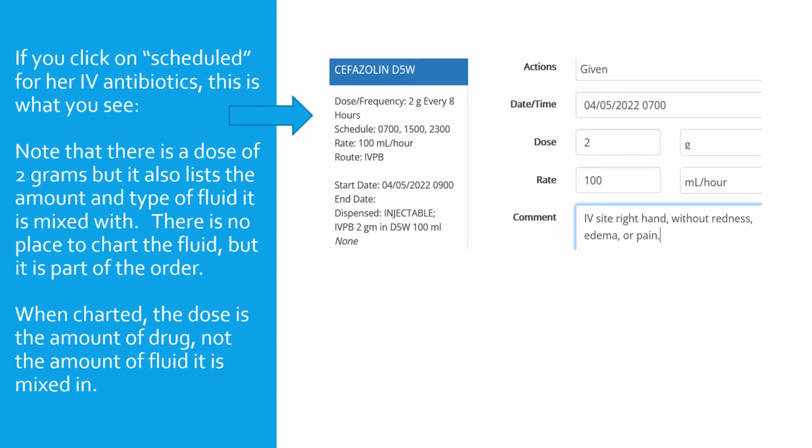So when you give an IV piggyback, there are 3 important details in the order. You want to know the drug dose, which in this case it's 2 grams. You want to know the amount and type of fluid it's mixed with, which in this case it's 100 mils of D5, and you'll see that down in the dispensed area. And then finally the rate. And the rate is up above, so you'll see dose frequency, the schedule is there, 7, 15, and 23. The rate is 100 mils per hour, and the route is IV piggyback.